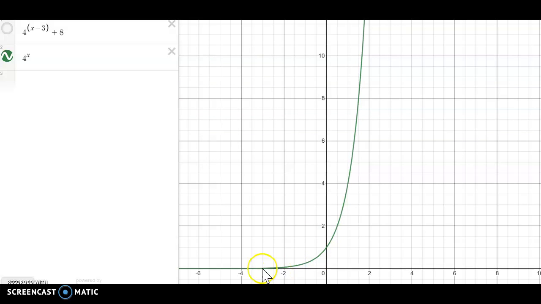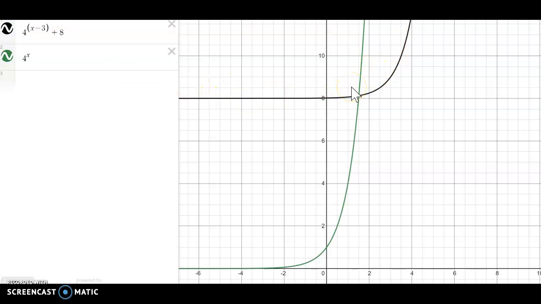So here is our asymptote at y is equal to 0, and the graph goes up to positive infinity for the y values and for the x values as well. Well, we know that negative 3 means that it's going to scoot this graph over to the right by 3 units, and it's also going to push this graph up, because of the plus sign, by 8 units. So if we graph this one, there that is right there.